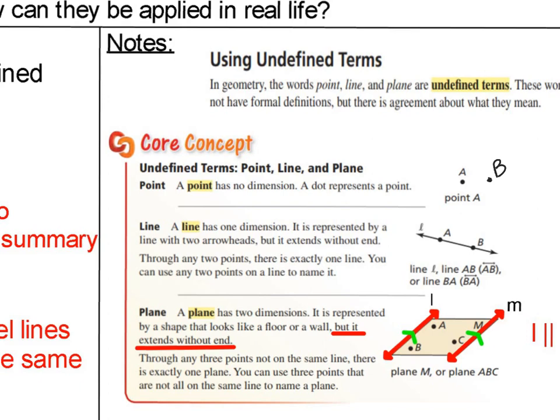A line, similarly, has one dimension. It's also an undefined term. It's represented by a line with two arrowheads, and it extends without end. One of the things that you need to know that makes a line different than a ray or a segment, obviously, is that it goes forever in either direction. It extends without end. The way we note that is using any 2 points on the line. So it could be AB, it could be BA. The only important thing there is that you do put those arrowheads when you're annotating that, to indicate that you're talking about a line as opposed to a segment or a ray.